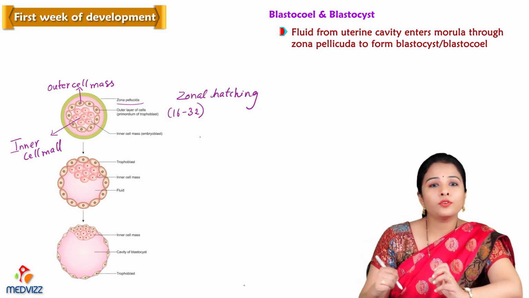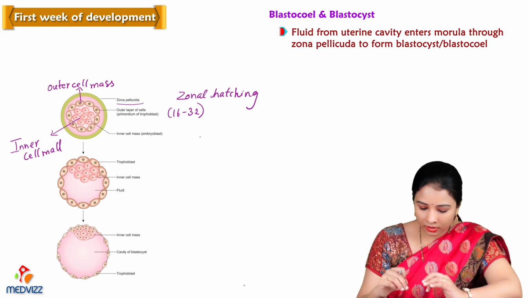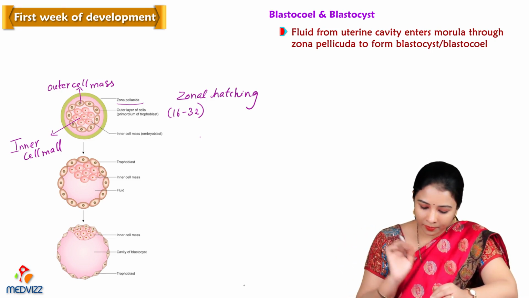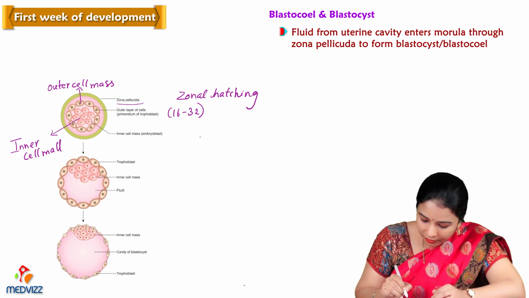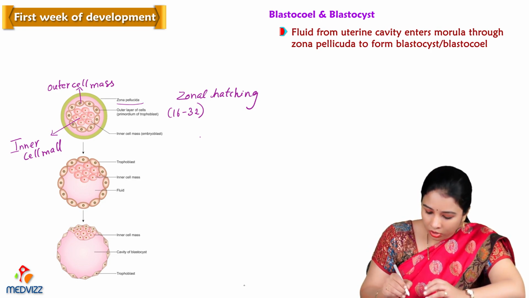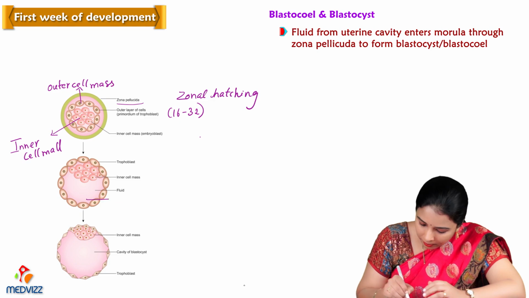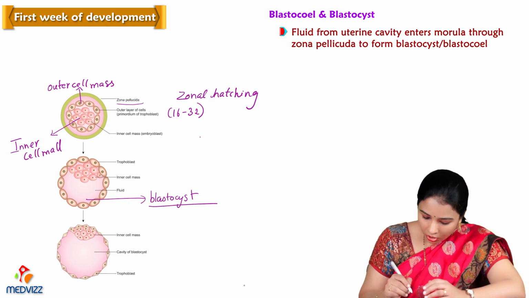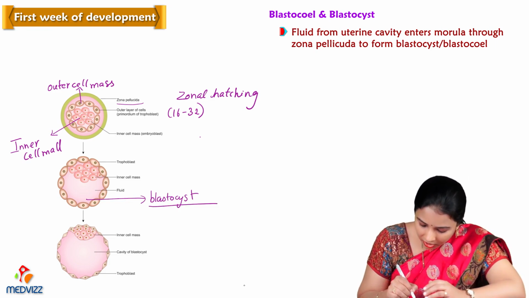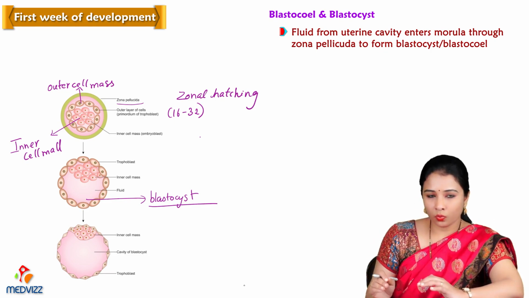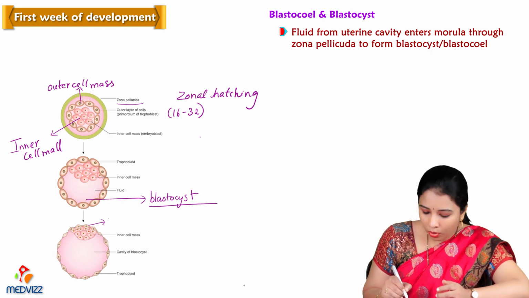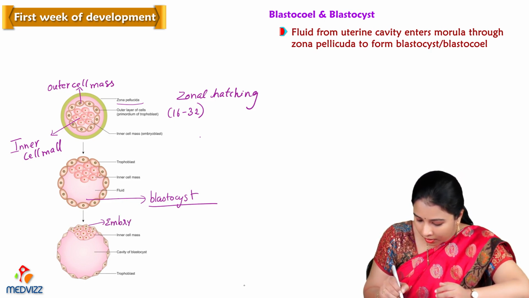Now the fluid starts entering in between these cells, pushing the inner cell mass to one end, making a fluid-filled cavity like a cyst. This cyst is called the blastocyst, and this is the cavity of the blastocyst. In the other picture we can see the inner cell mass is at one end. This end is called the animal pole or embryonic pole.